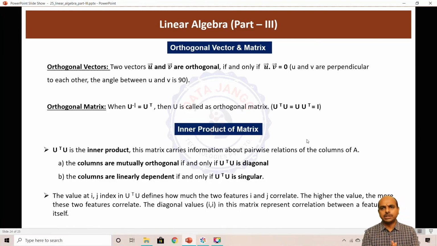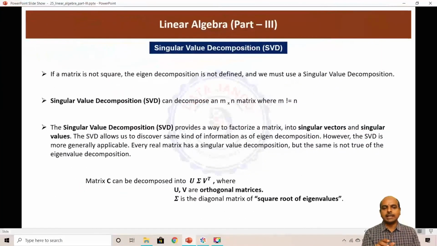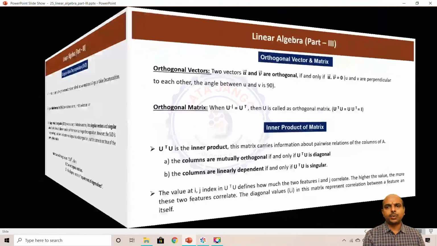So those are the orthogonal vectors and orthogonal matrices. In simple words, if two vectors are perpendicular to each other, then we call them orthogonal vectors. If a matrix contains vectors which are all orthogonal to each other, then that matrix is called an orthogonal matrix. When you decompose a matrix into U sigma V transpose, you get two orthogonal matrices, U and V, and a sigma, which is nothing but the square root of the eigenvalues. Let us see how and why that is.